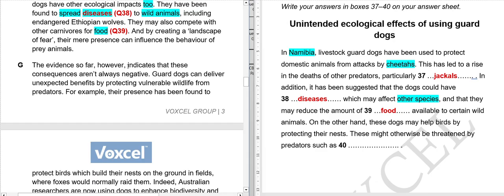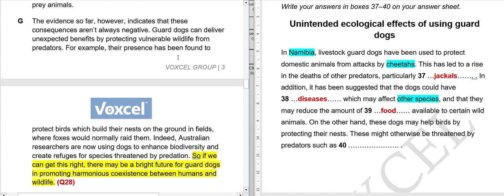The evidence so far indicates that these consequences aren't always negative. Guard dogs can deliver unexpected benefits by protecting vulnerable wildlife from predators. For example, their presence has been found to protect birds. So here it is written, protect birds, which build their nest on their grounds and fields, where foxes would normally raid them. So our answer is between these sentences from here to here. So you will have 5 or 7 seconds to figure out the answer, and your time starts now.